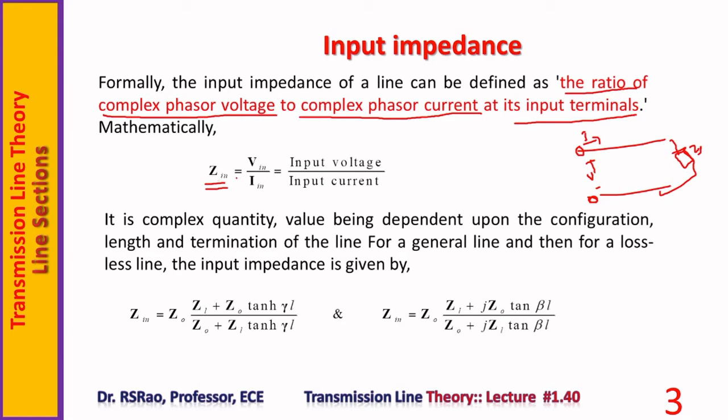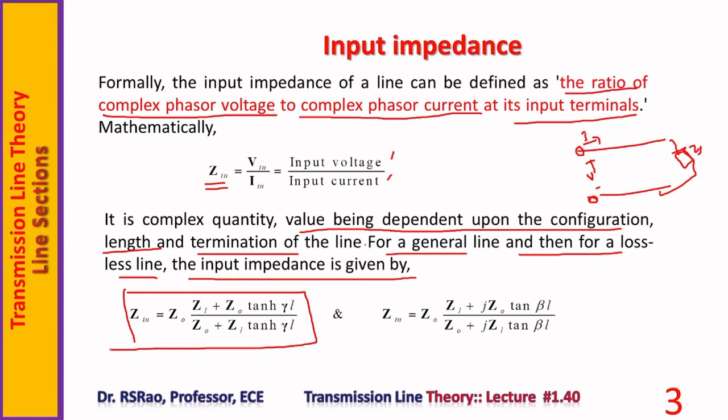Input impedance Zin is Vin, the voltage at the input terminals, divided by Iin, the current at the input terminals. So input voltage by input current. Here V and I are phasors. It is a complex quantity. Its value is dependent upon the configuration, length, and termination of the line. For a general line, Zin is equal to Z0, the characteristic impedance, times ZL, the terminating impedance, plus Z0 tanh gamma L, where gamma is the propagation constant and L is the length of the line, divided by Z0 plus ZL tanh gamma L.